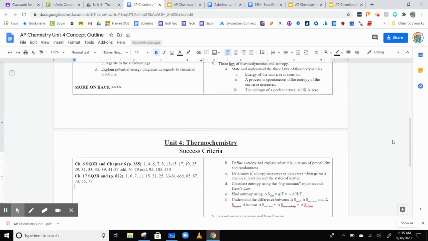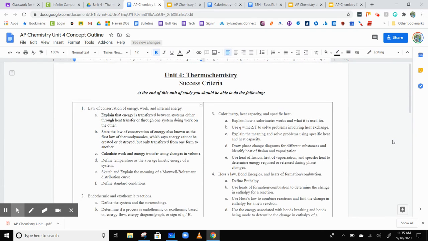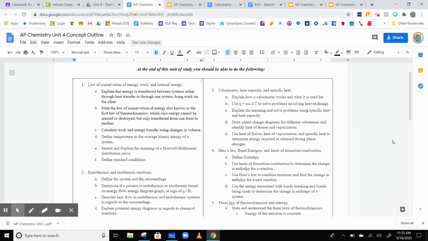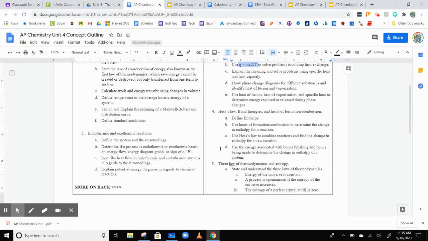So last year in chemistry, or two years ago in chemistry, depending on when you took it, we talked a lot about enthalpy. We did a little bit about Q equals mc delta T, so calorimetry. We also talked about changes in states of matter and how that changes the energy in the system and everything like that. We did a little bit of Hess's law, talked about enthalpy.